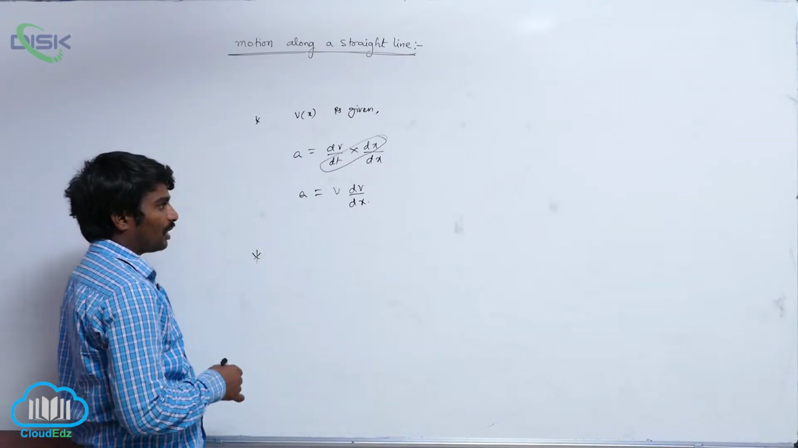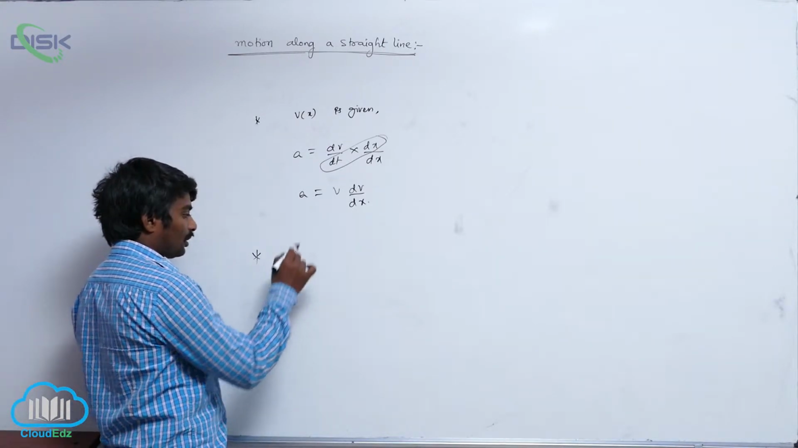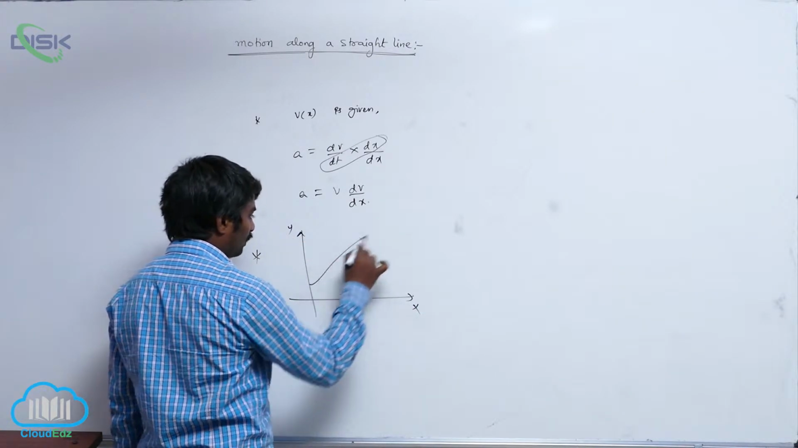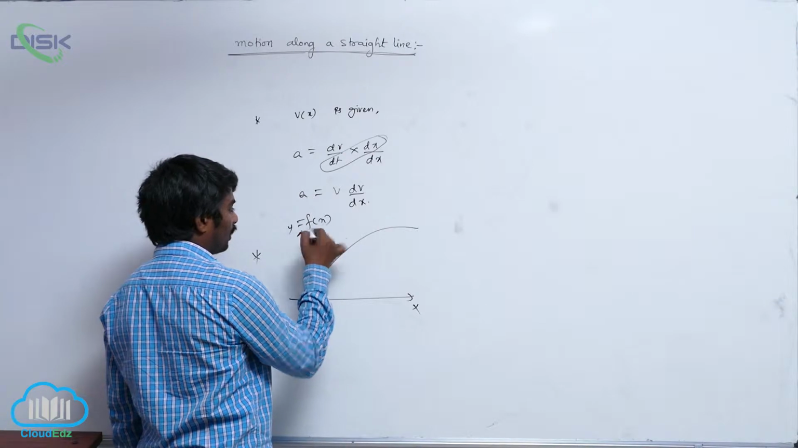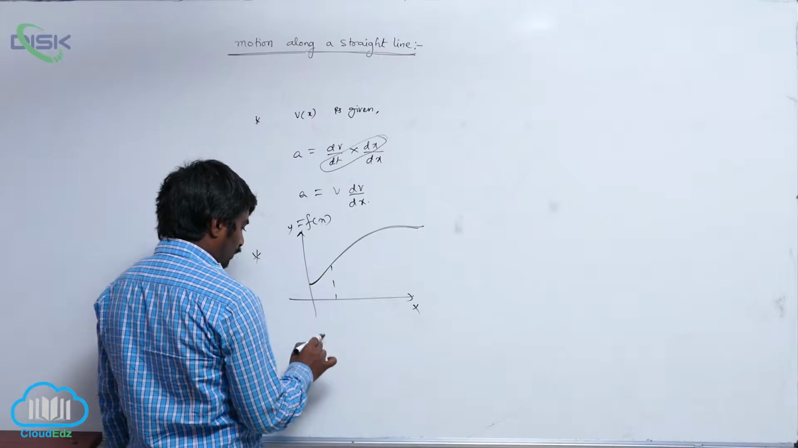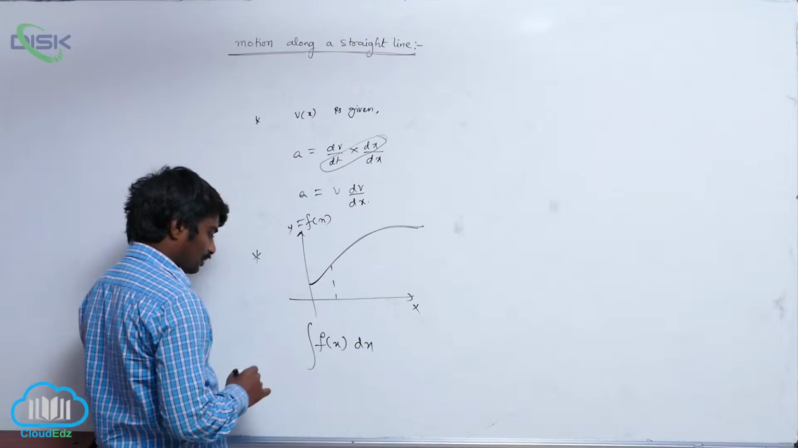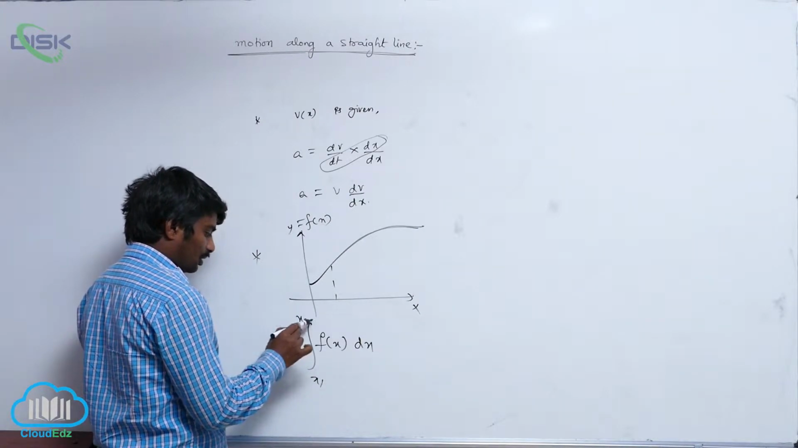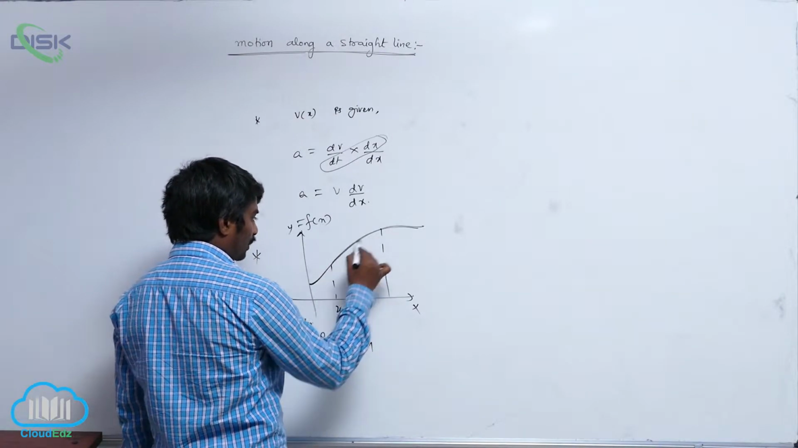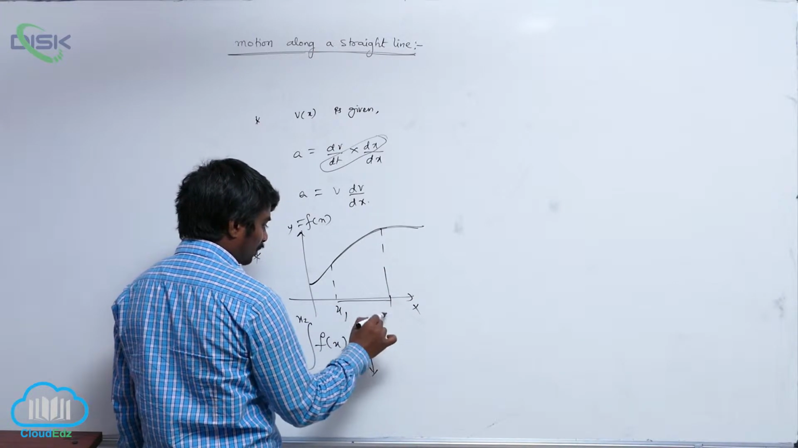Next, as far as integration is concerned, what we learned? See, if the y-x graph is given like this, or y is equal to f of x, so this is the f of x graph. Now if we do integration of f of x dx from limits x1 to x2, it is equal to the area between the f of x graph and the x axis between limits x1 and x2.